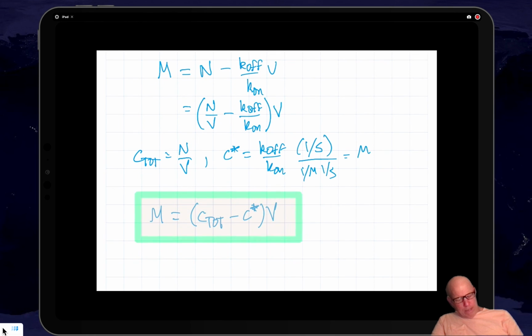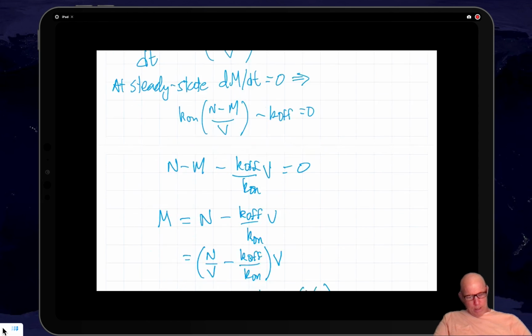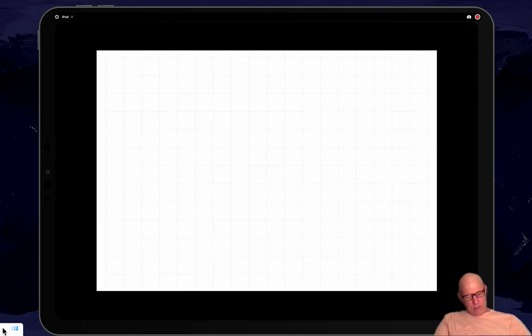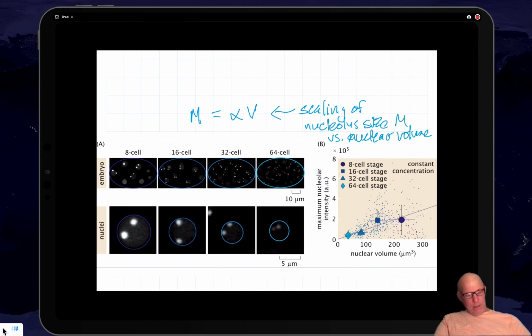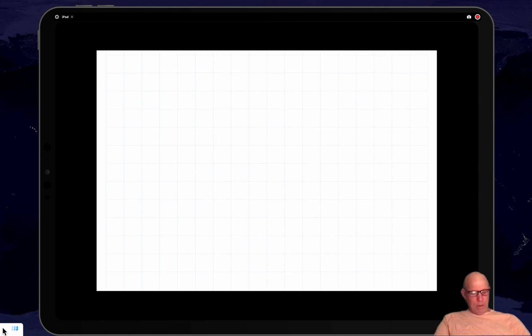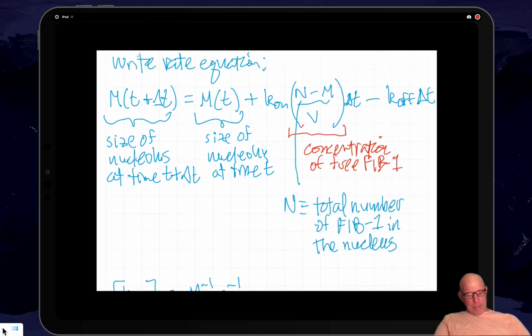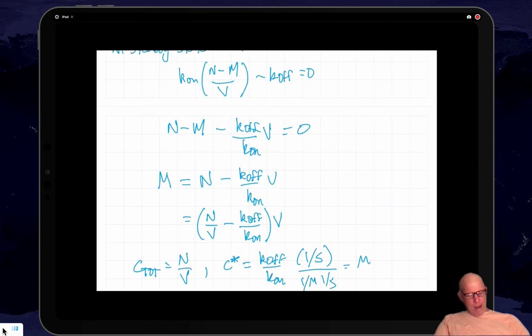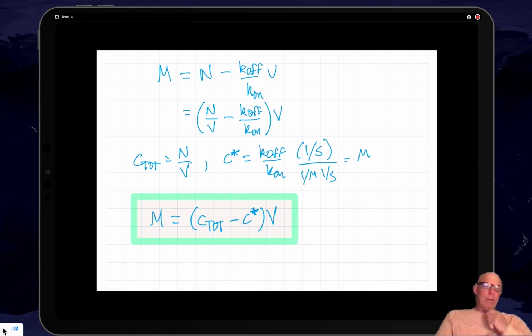So that's a very nice relationship. And my claim is that this is the relationship that we want to use to explain this data. This is m proportional to V. And we found it with a slope, because the slope is offered by this thing in parentheses, which is C_tot minus C_star.